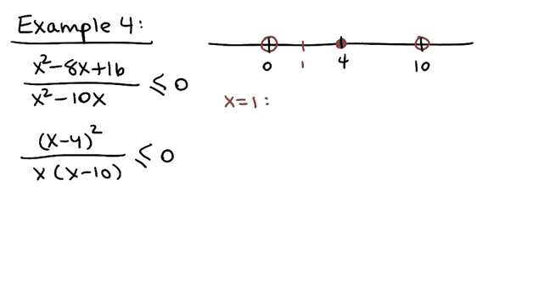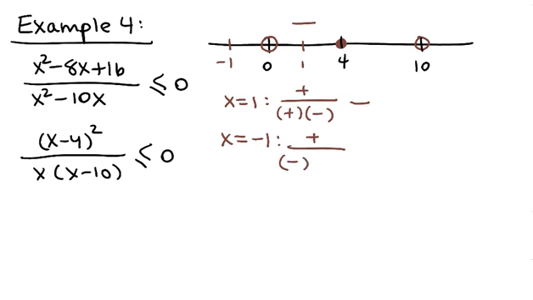Okay, so if x equals 1, we have a positive number in the numerator, and x is positive, but x minus 10 is negative. So that's negative, and that's the kind we're interested in. What about x equals negative 1? When x is negative 1, the numerator is negative 5 squared, which becomes positive 25. Divided by negative 1 times negative 1 minus 10, which is a negative times a negative, so that's positive. So I'm positive over here.